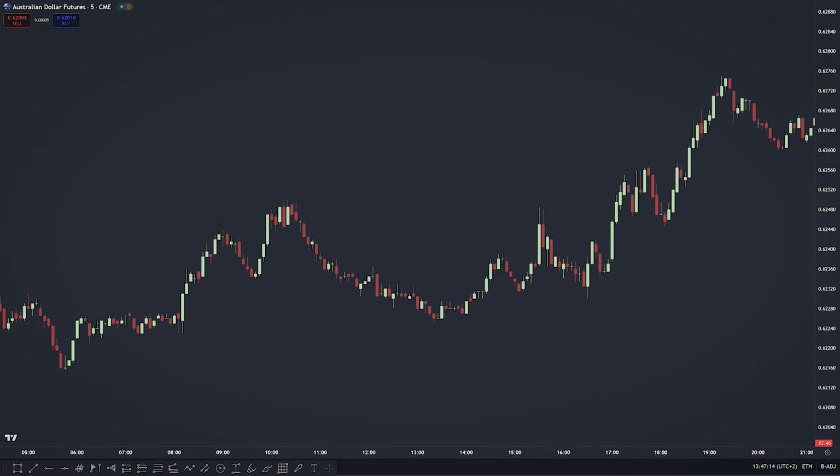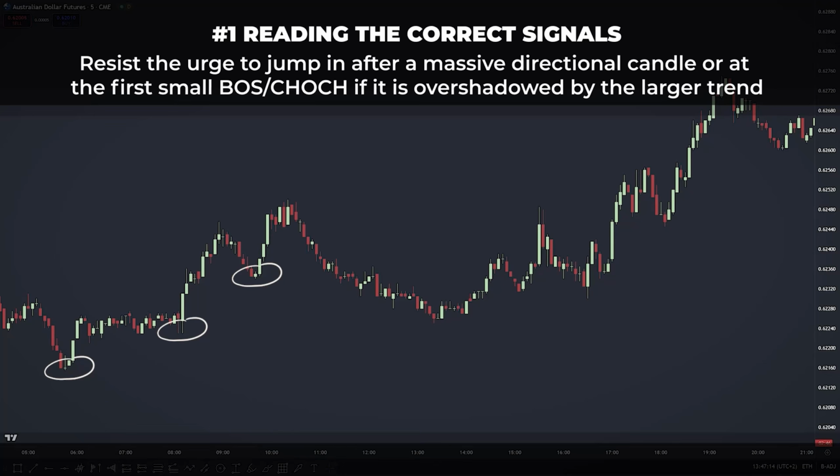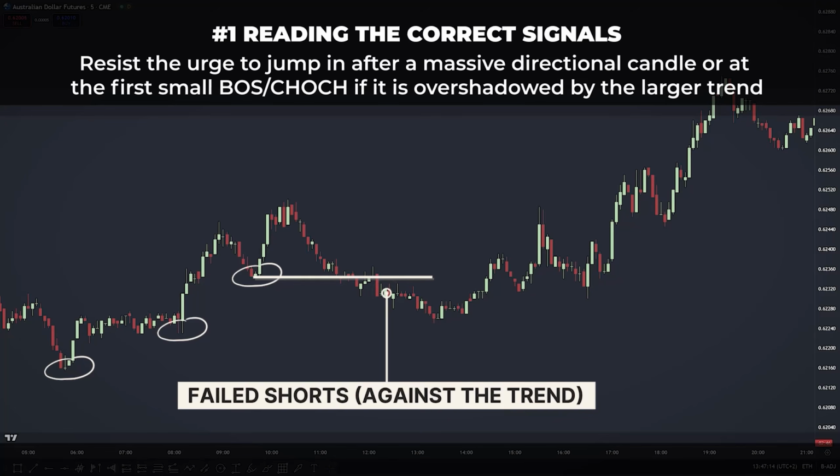In your market structure analysis, one pitfall is to read too many signals into every micro swing. You see, intraday charts can be noisy, and you do not want to leap at the first small break of structure if it is overshadowed by the larger trend or the possibility of a false break. So please resist the urge to jump in after a massive directional candle. Instead, wait to see if that move aligns with a confirmed break of structure or a retest.